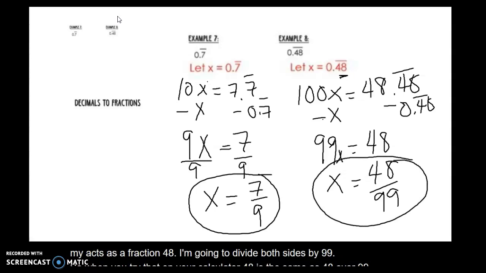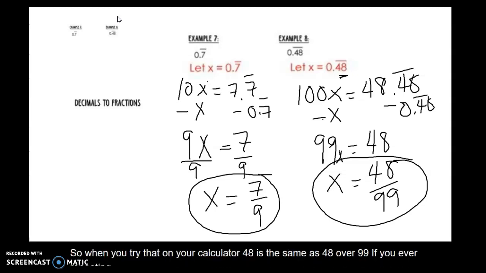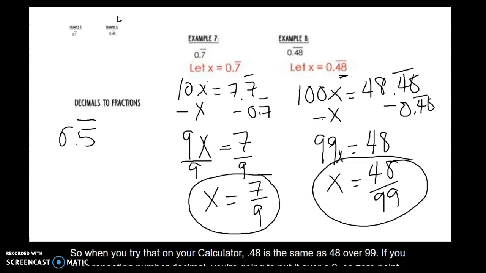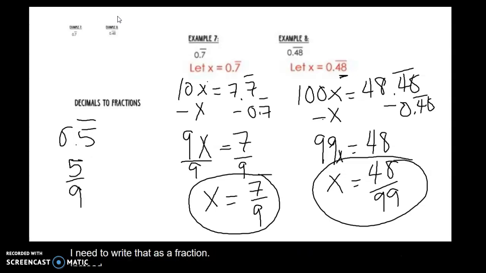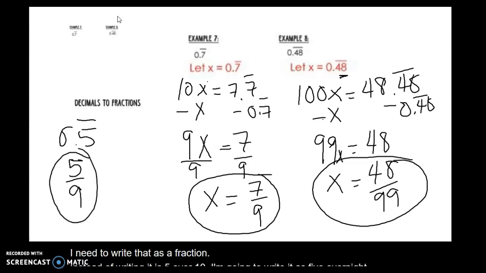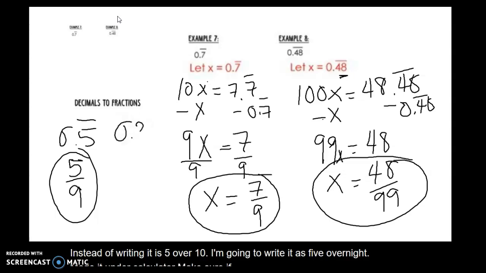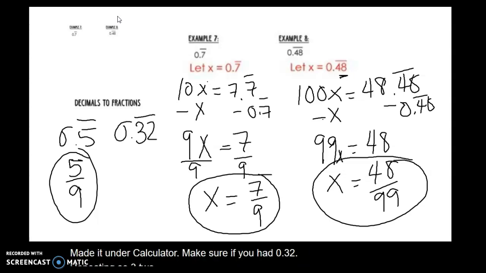If you have a repeating decimal, you're going to put it over a 9. So 0.5 repeating, right? To write that as a fraction is actually 5/9. Instead of writing it as 5 over 10, I'm going to write it as 5 over 9 when it's repeating. Try it on your calculator. Make sure if you have 0.32 repeating, so 323232, the fraction equivalent is 32 over 99. Okay, make sure you can do that.